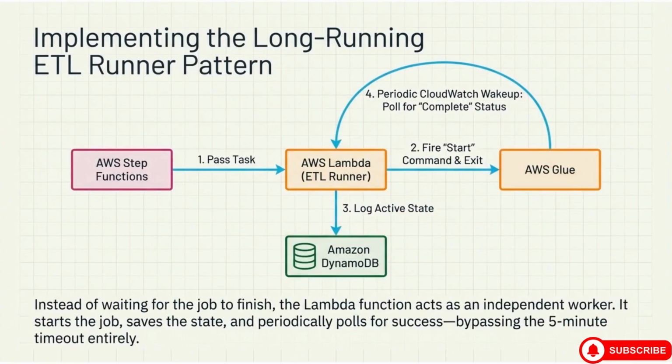To overcome Lambda timeout limitations, modern pipelines implement the ETL runner pattern. Instead of waiting for completion, Lambda simply starts the Glue job, stores execution metadata inside DynamoDB, and exits immediately. Step Functions and periodic polling mechanisms later verify job completion asynchronously. This decoupled architecture enables highly reliable, long-running workflows while preserving serverless scalability and fault tolerance.